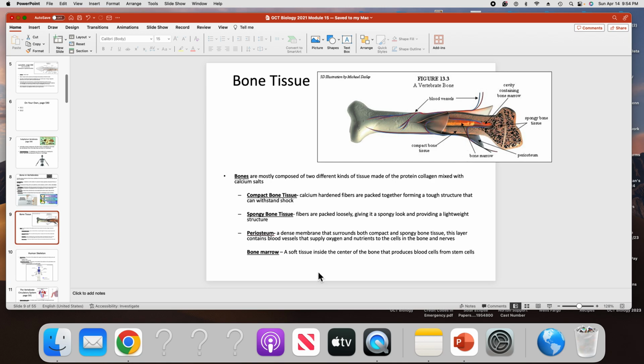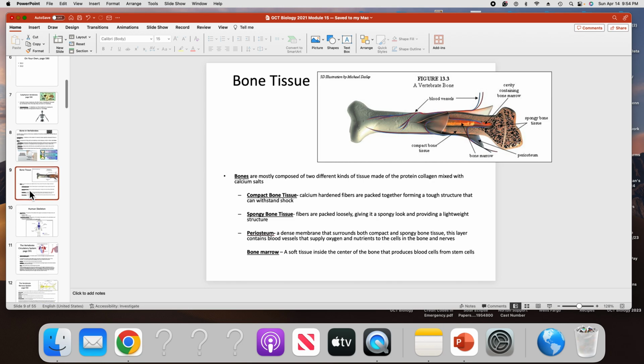It contains blood vessels that supply oxygen and nutrients to the cells in the bone, and nerves. And finally, seen here in this yellowy portion, is the bone marrow, which is a soft tissue inside the center of the bone, and it produces blood cells from stem cells, and stem cells are really important cells in our body that can be differentiated into many different types of cells.